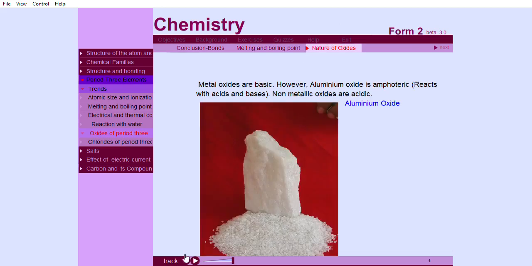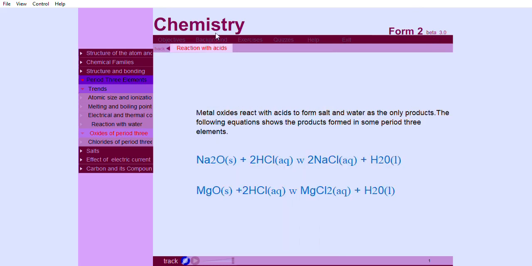Nature of oxide. Metal oxides are basic. However, aluminium oxide is amphoteric, that is, it reacts with acids and bases. Nonmetallic oxides are acidic. Reaction with acids. Only metal oxides react with acids to form salt and water products.